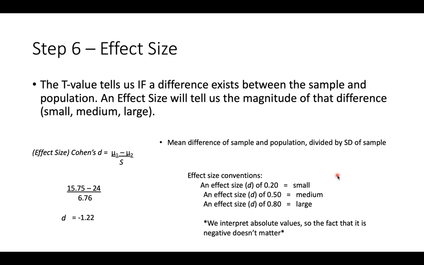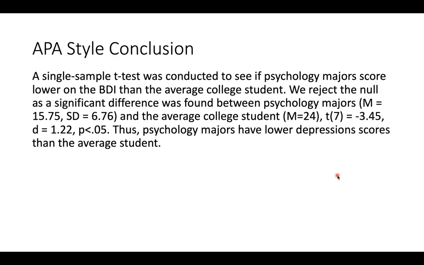So we've established that psychology majors are significantly lower on depression than the average student. And we've just established that that difference is a robust, large effect. So we've really got something potentially important here. And now we need to communicate that finding to the world. So just like with chi-squares, we're going to need to be able to write a full APA-style conclusion.